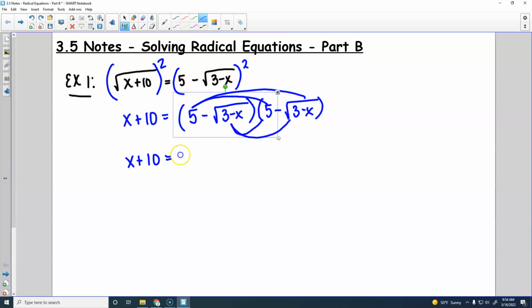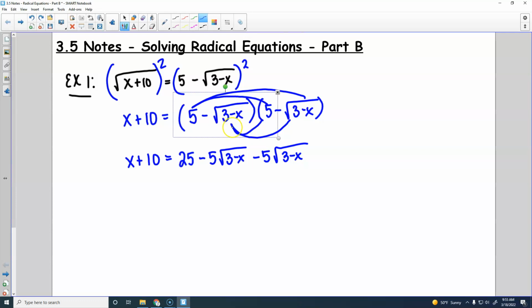5 times 5 is 25, right? 5 times negative square root of 3 minus x. The 5 is not under the square root. The other stuff is, right? So we can't put those together. We just have to write them as a negative 5 square root of 3 minus x. So this is where those square roots are not going away on this. And then when we do the middle terms, we're going to get the same thing, right? Because we're doing 5 times negative square root of 3 minus x. So we'll have another minus 5 square root of 3 minus x.